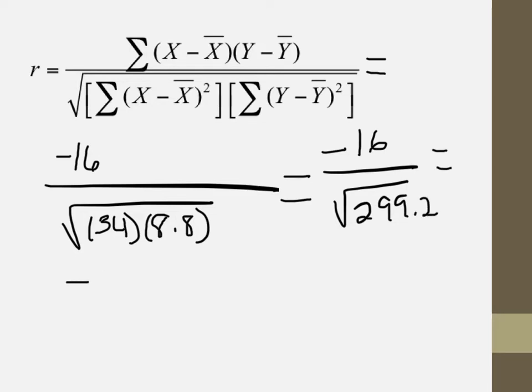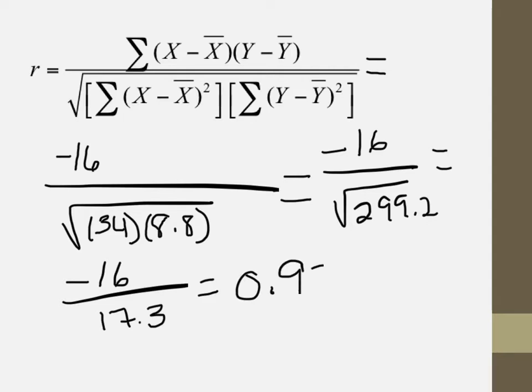So we're going to have negative 16 divided by 17.3. Negative 16 divided by 17.3 is going to give us negative 0.92 as our value for Pearson's r. So that is Pearson's r.